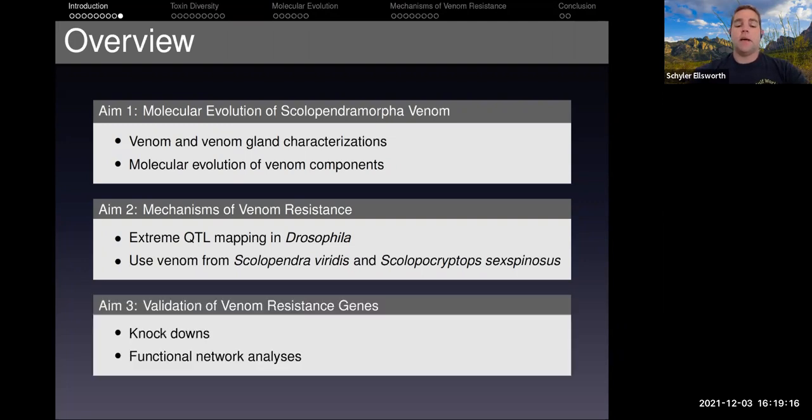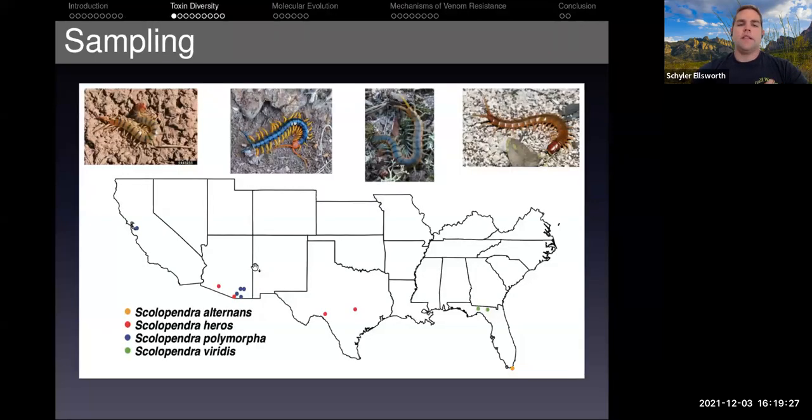And then lastly, I'll talk about some future work that I plan on doing and that I'm currently working on, which is validating some of the venom resistance genes that I've identified in AIM2. And so first off, I will start talking about toxin diversity and looking at the venom of these different species within the order Scolopendromorpha.